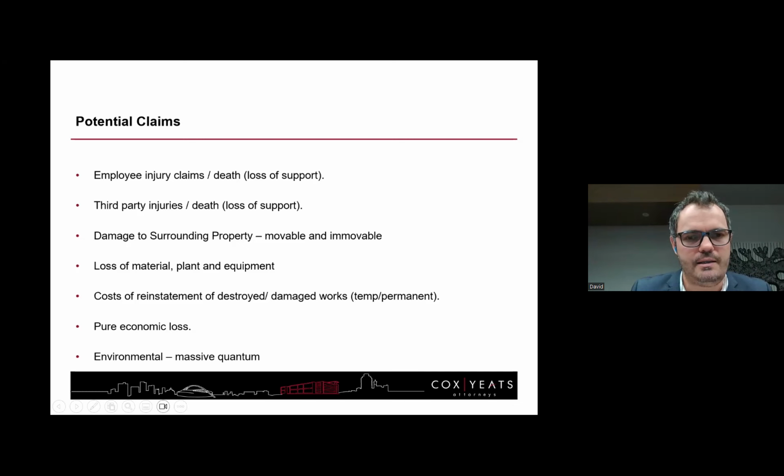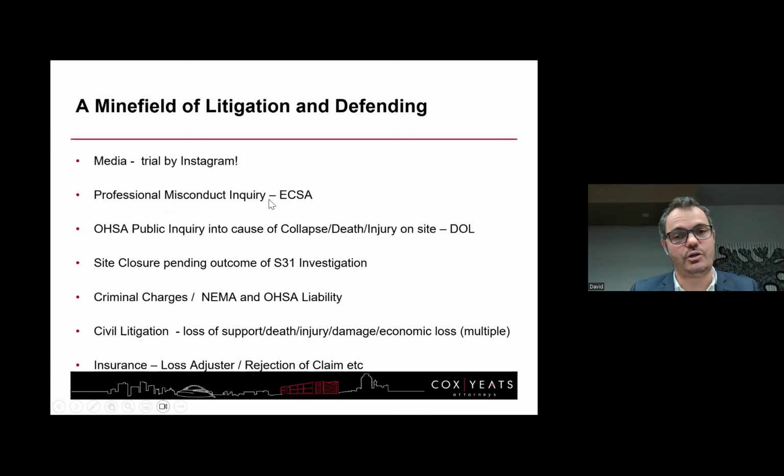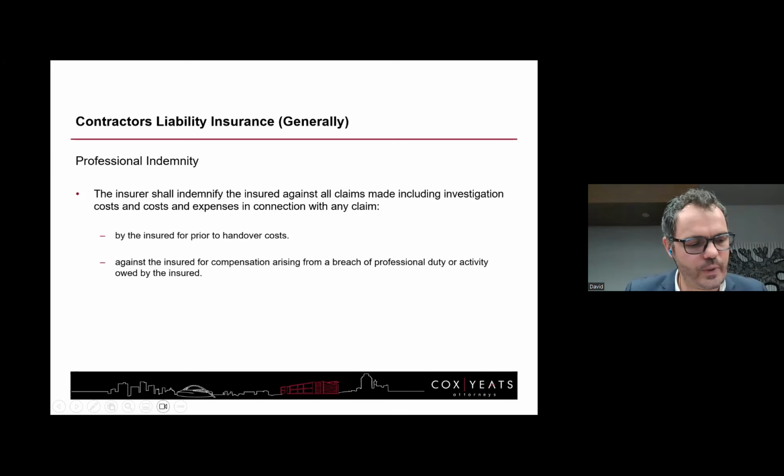And then, of course, this excludes all of the trials and investigations that happen. So, for example, trial by media, professional misconduct inquiry, the Occupational Health and Safety public inquiry, site closures pending the Section 31 investigation, criminal charges, NEMA and the Occupational Health and Safety Act, civil litigation, and of course, the insurance litigation. I know we are running out of time and there are a few questions.